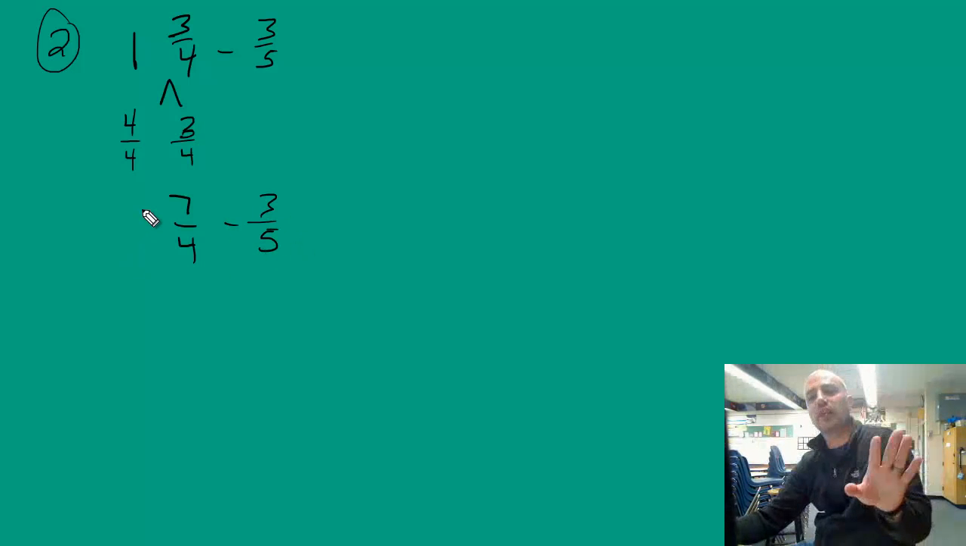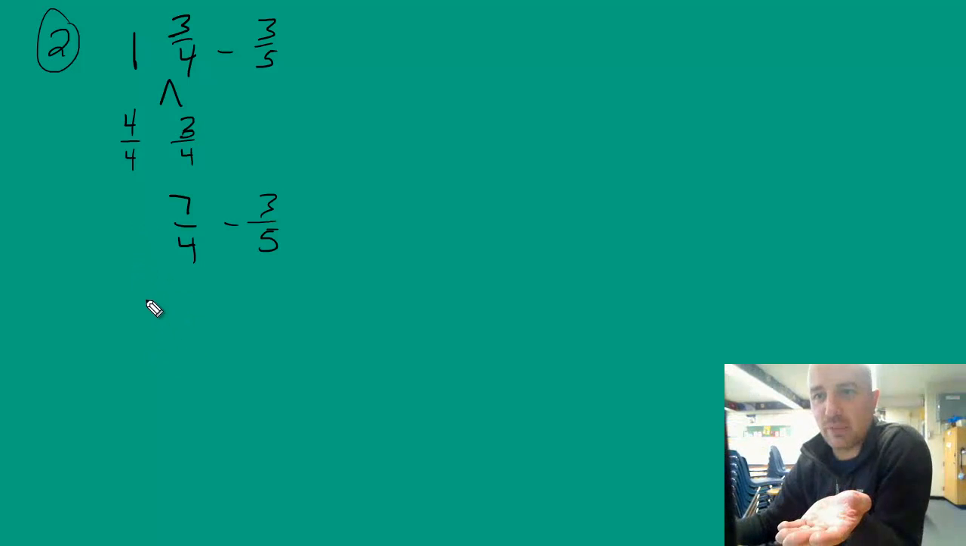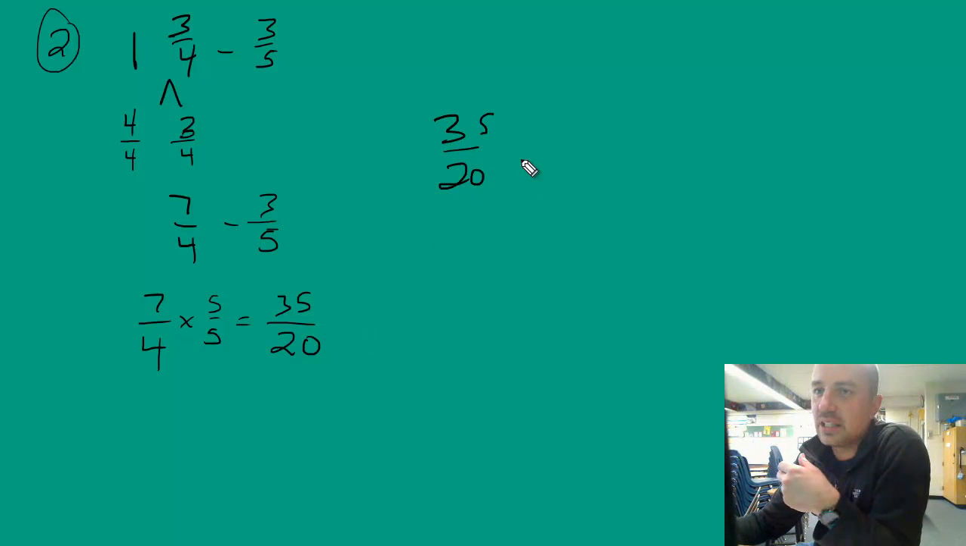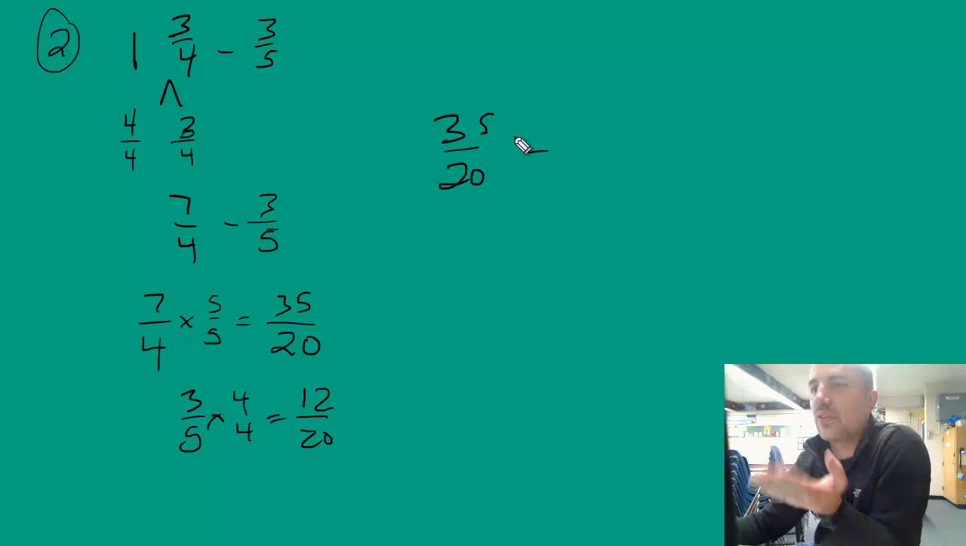And I don't even need to worry about having that whole number here. We would do the same thing. Multiply it by 5. We need to get to the 20ths, okay? So 7/4 times 5/5 equals, well, that's 20ths. That's our common denominator. And 7 times 5 is 35. And so I would be doing 35 20ths, and I would subtract out my 3/5. And I would multiply that by 4, right? Which would ultimately give me 12 20ths. And so I would do 35 20ths minus 12 20ths.